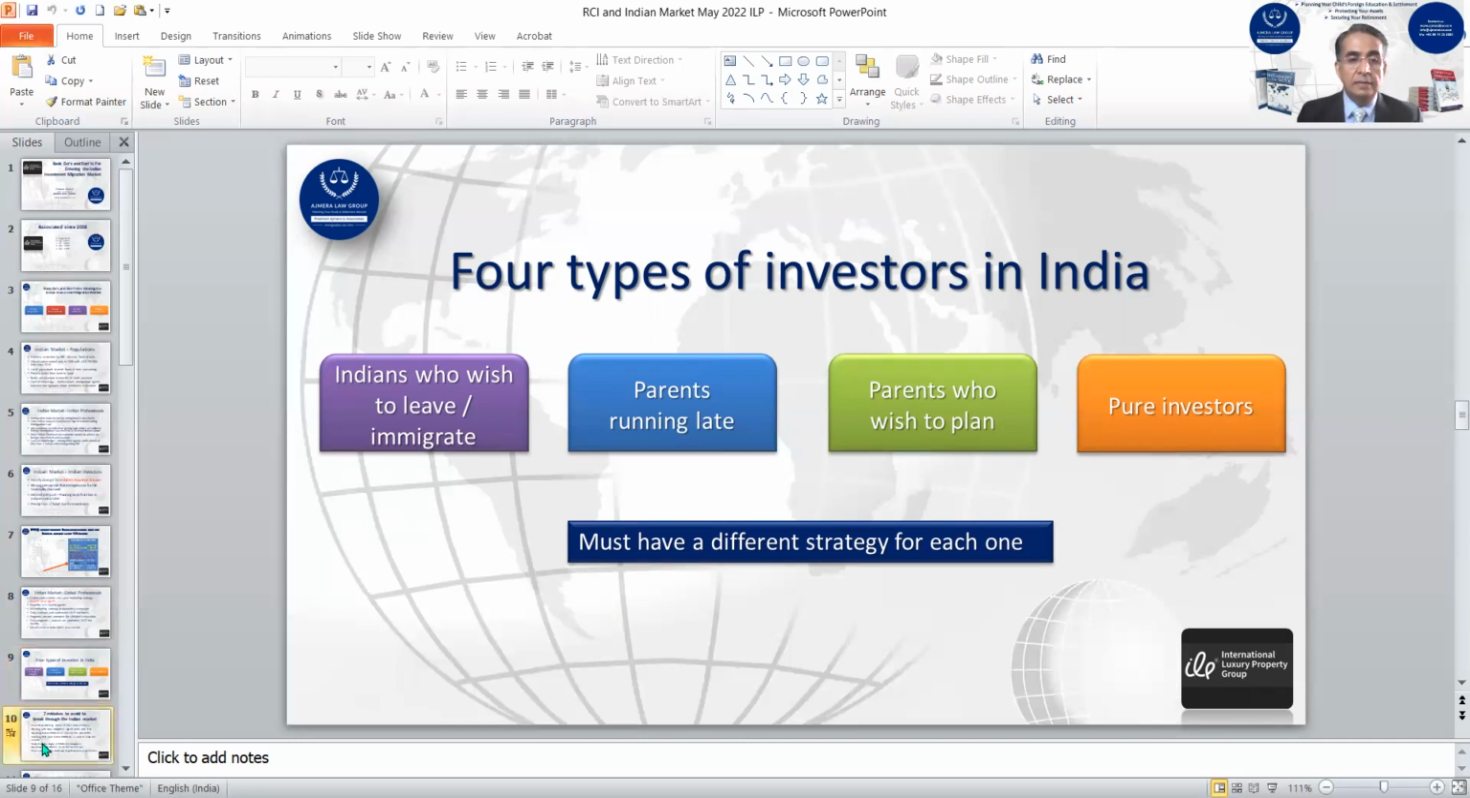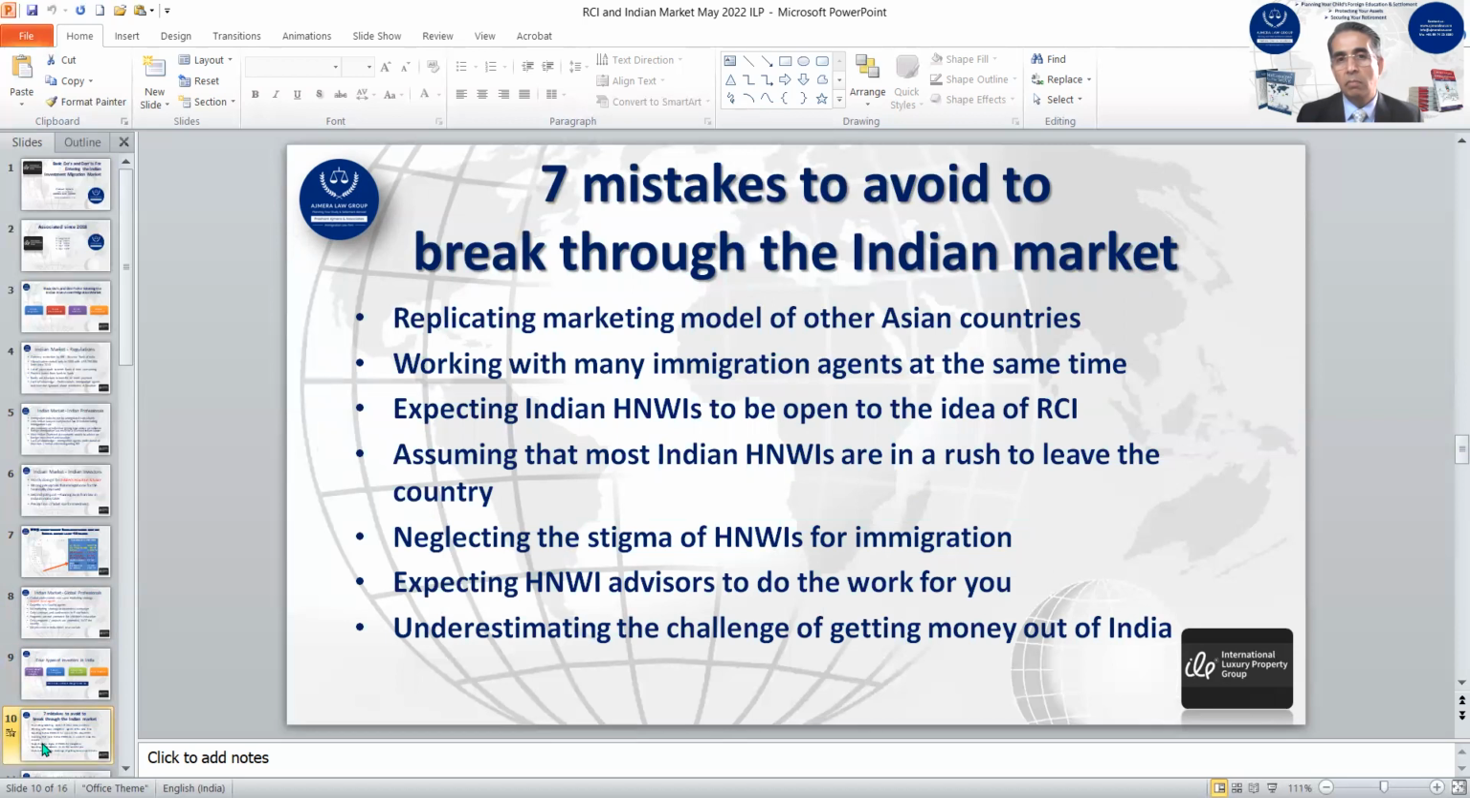So now, what are the things to avoid? Based on this, I'm sure you got the conclusion, but here are 7 mistakes to avoid to break through the Indian market. Basically, it's a summary of what I mentioned. The first is replicating the marketing model of other Asian countries. That means what I said in a previous slide, appointing an agent. Don't try to appoint an agent. I've seen 3 major companies in India in the last 7 years. They have come to India, spent an awful amount of money, appointed an agent across India, had a big staff, and so on and so forth.